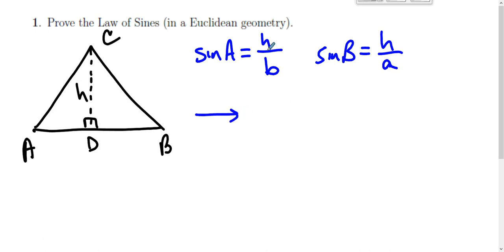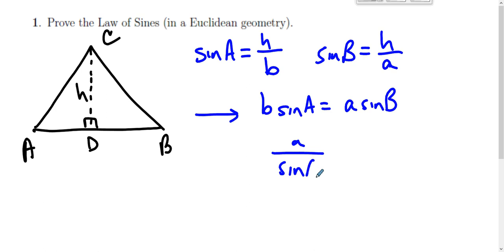Well, this means that h on this side is equal to h on this side, and a little bit of algebra tells us that a over sine A is b over sine B. Nothing special about A and B. a over sine A is b over sine B is c over sine C, and that's the way most of the world learns the law of sines.